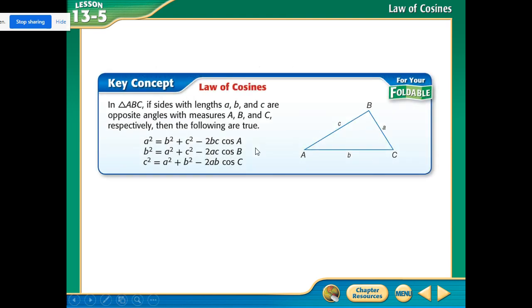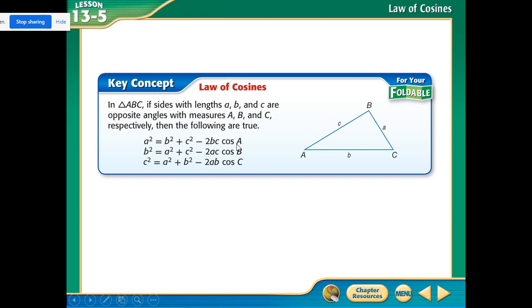Now, the law of cosines has three very interesting, long formulas. If you notice, there's a little bit of Pythagorean theorem in here, a squared equals b squared plus c squared, but there's also this extra negative 2bc cosine of A. All three of these formulas are virtually identical. It just goes from a different location. So if we're trying to find side a, we do a squared equals the other two sides squared, minus 2 times the other two sides, times the cosine of the original angle.